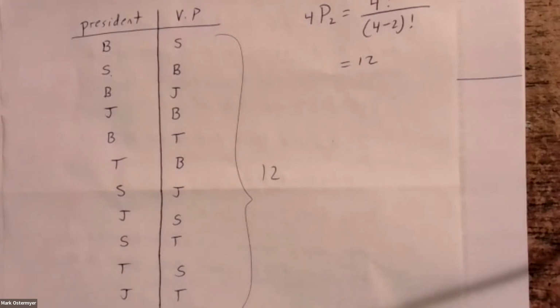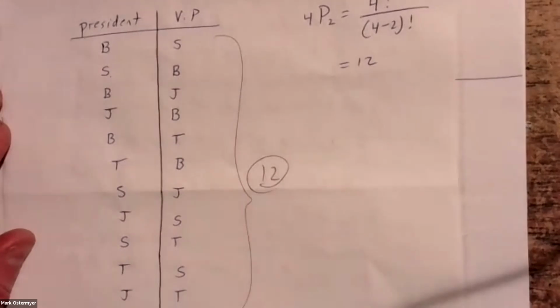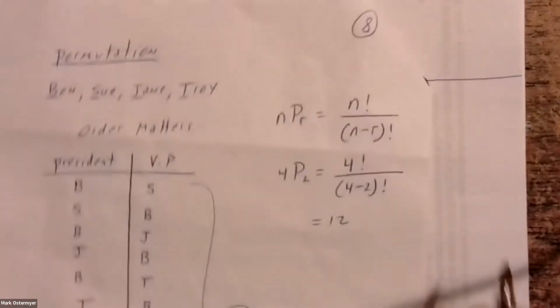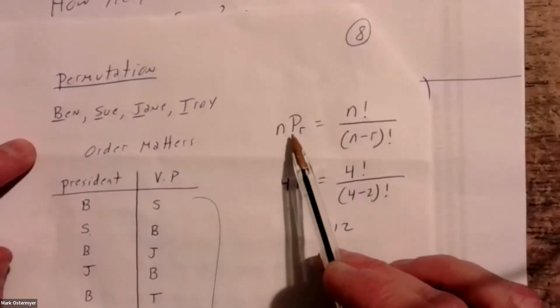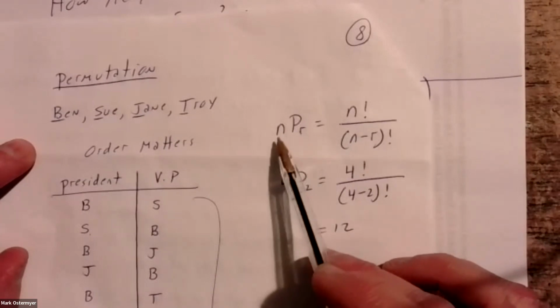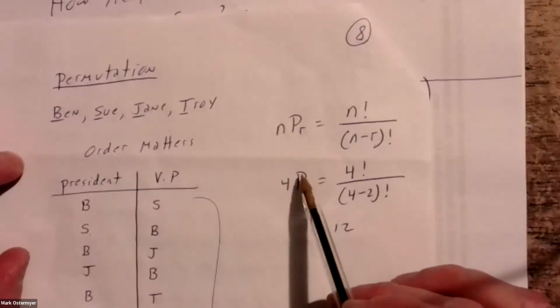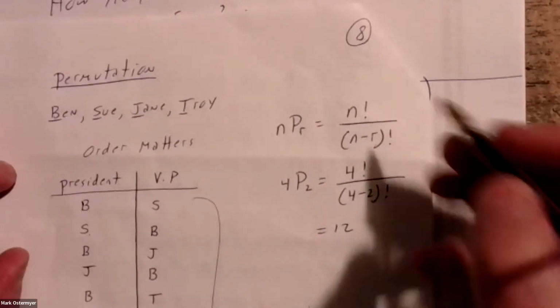order now matters. How do we get 12? We don't use a combination function anymore. We use what's called a permutation function. Ladies and gentlemen, this is the formula for computing n permuted r ways. P stands for the word permuted or permutation. It's n factorial divided by n minus r factorial.